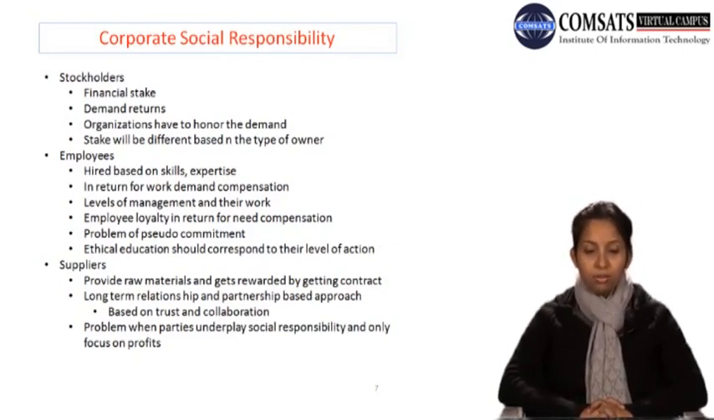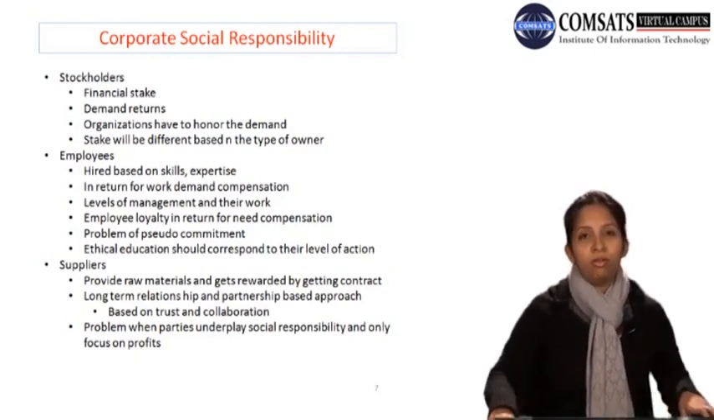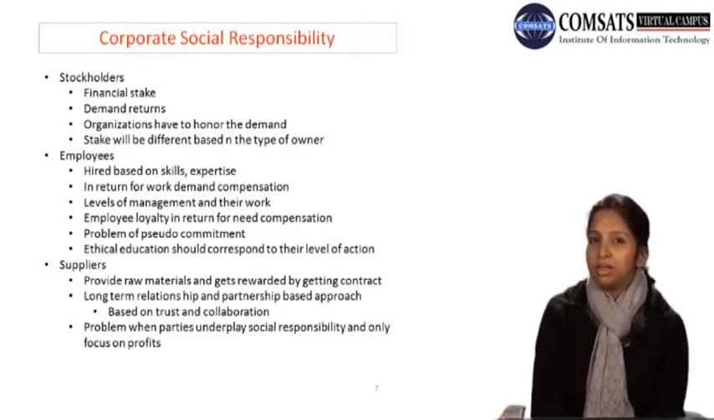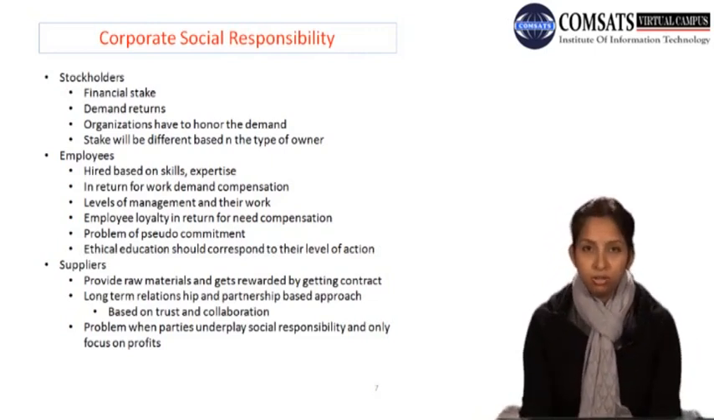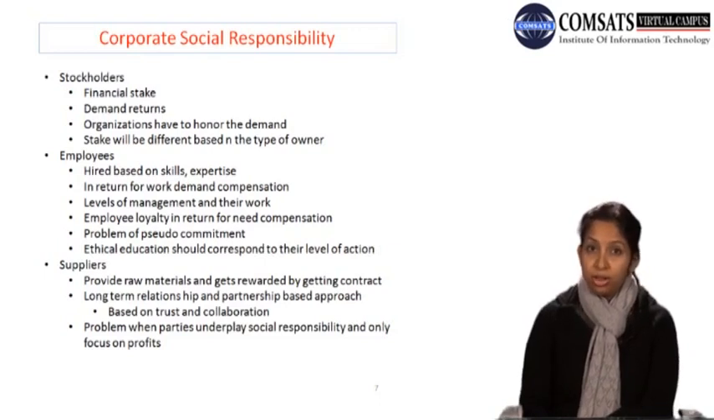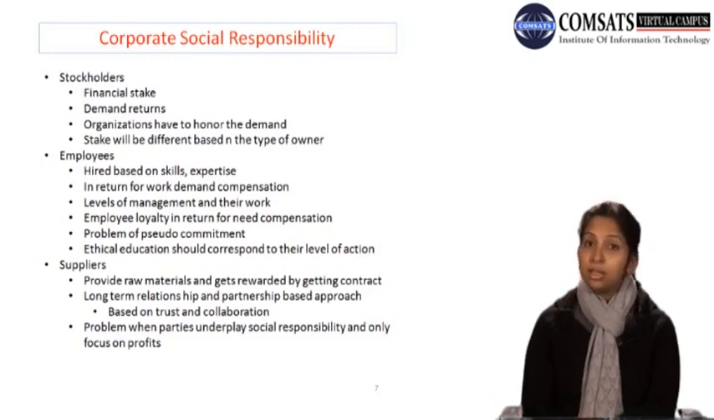Now the problem is when parties underplay social responsibility and only focus on profit. When we're talking about this relationship between the suppliers and the businesses, the problem is that these parties, the corporation and the suppliers, underplay the concepts of corporate social responsibility. How can they do that? For example, a supplier wants to supply something so that he can earn maximum profit. How can that supplier earn maximum profit?